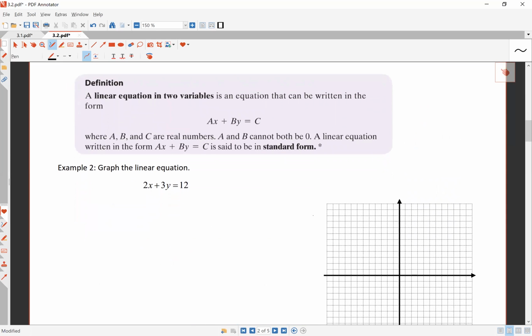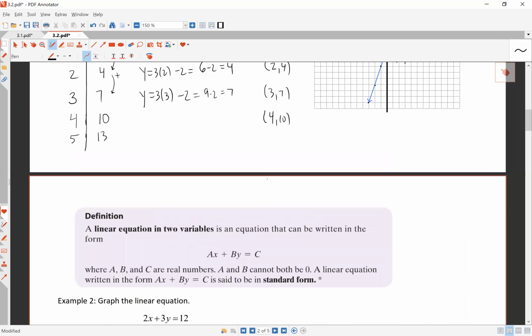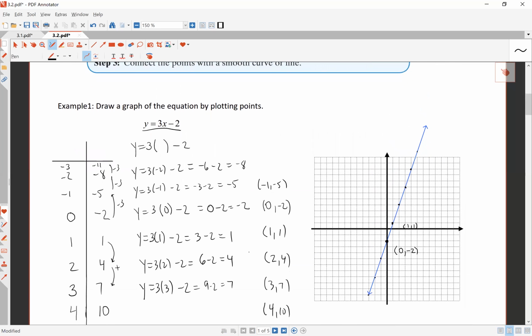Since we saw that that equation had a graph that was a line, we go ahead and label these types of equations as linear equations. A linear equation in two variables is an equation that can be written in the form ax plus by equals c. A, b, and c can be any real number, and a and b, we don't want them both to be 0. Any equation written in this form where the x and the y are on the same side of the equation is said to be in standard form, as opposed to the one before it, y equals 3x minus 2.